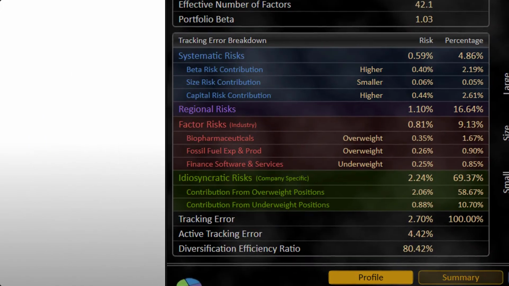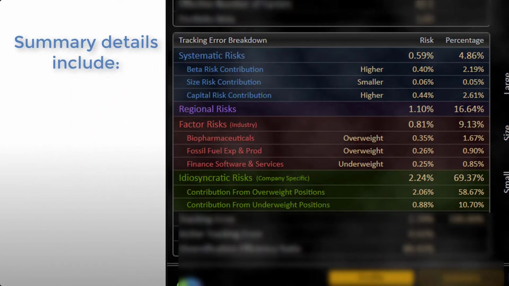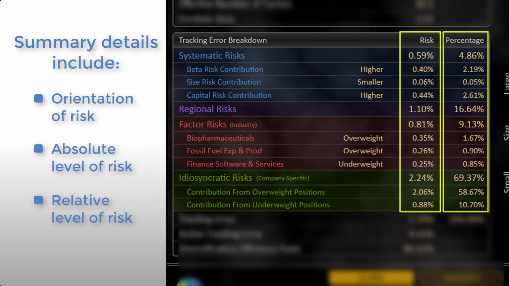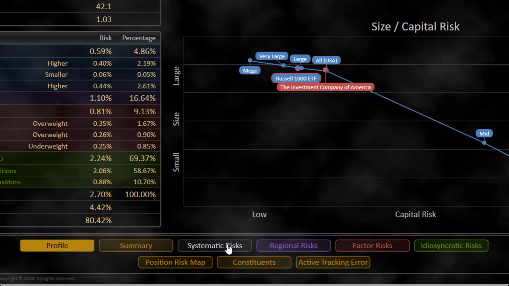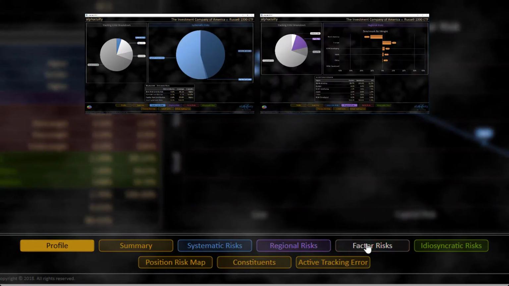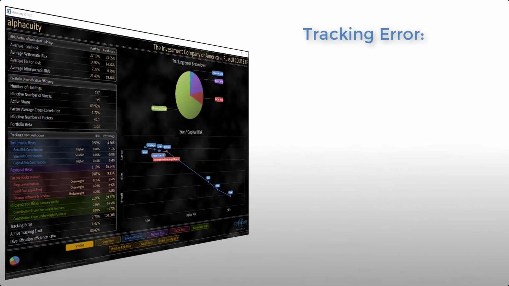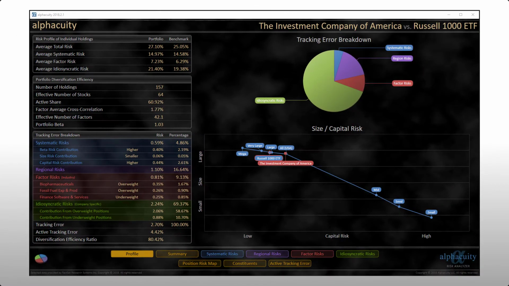The contribution from each segment is color-coded and shows selected summary details, including risk orientation and level in both absolute and relative terms. Fuller analysis with greater detail is accessible on dedicated pages. Tracking error is defined as the standard deviation of the difference between the portfolio and benchmark historical returns on an annualized basis. Alphacuity takes this to another level.